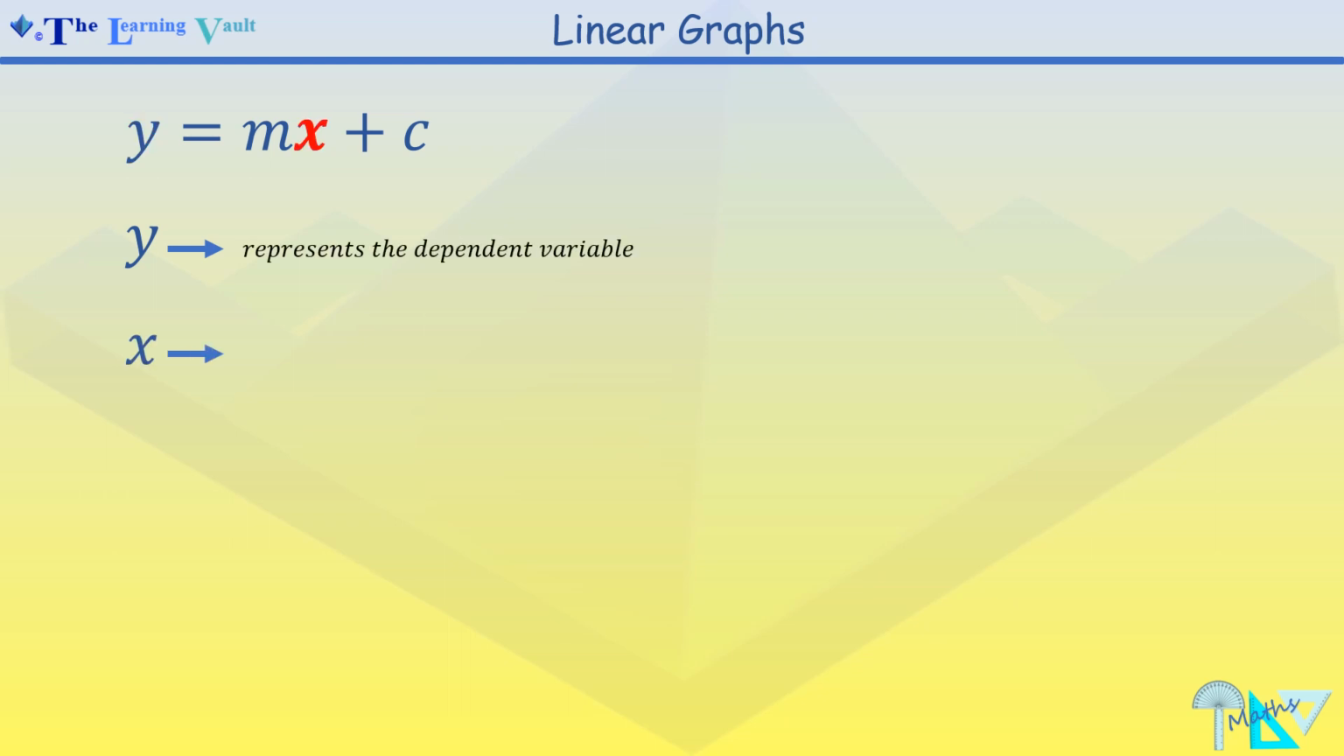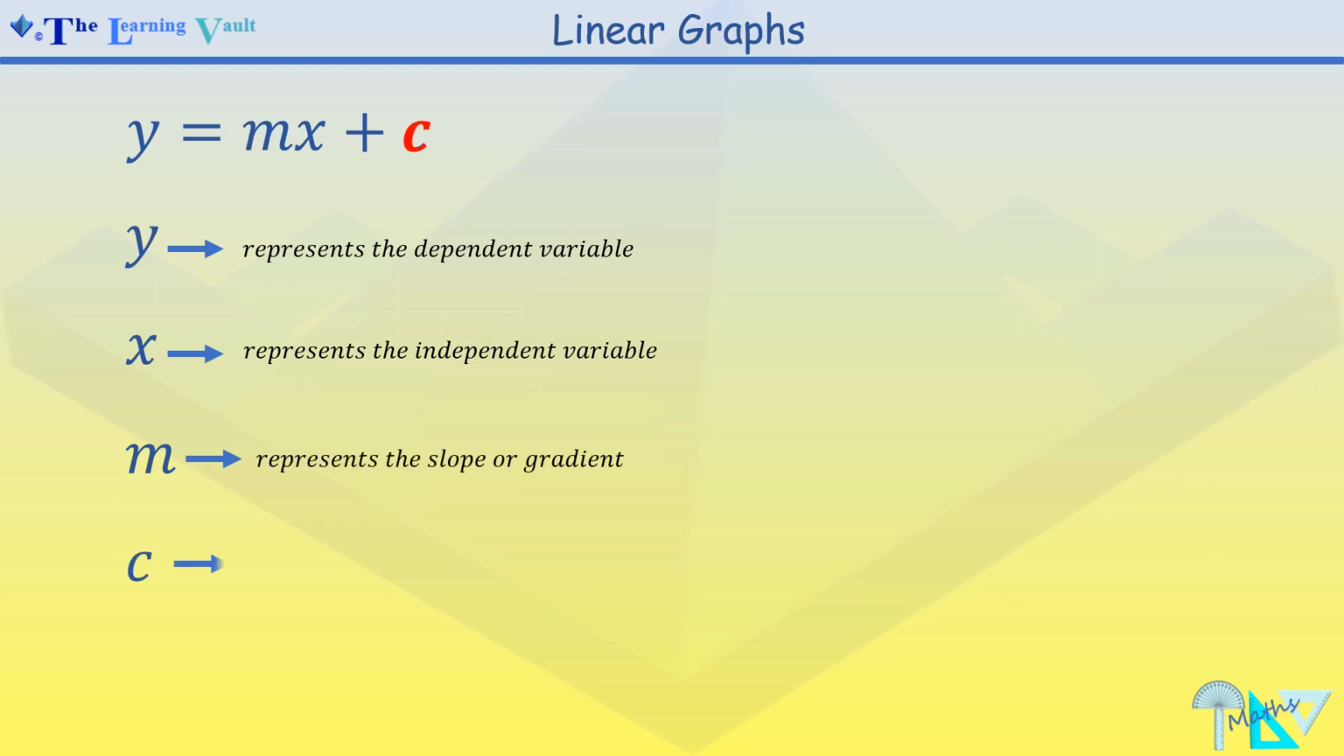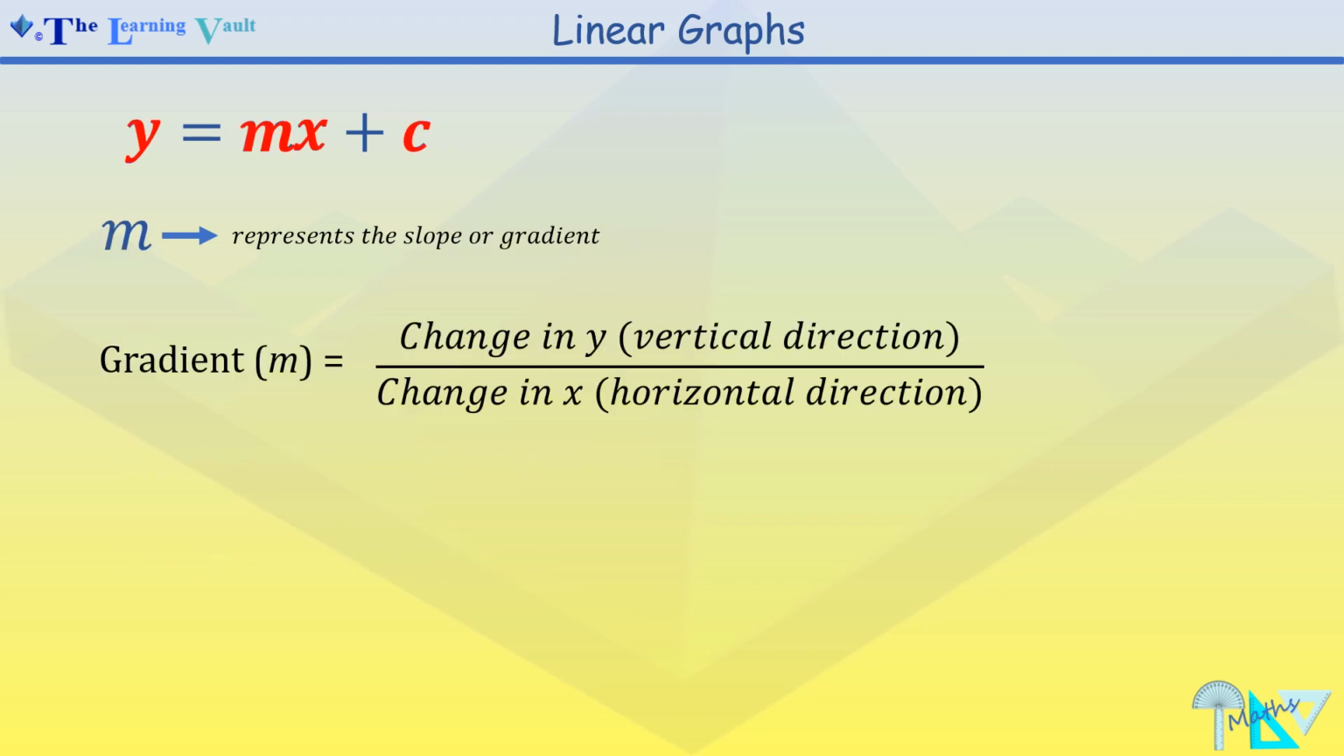X represents the independent variable, the one you want to control or manipulate. M represents the slope or gradient, and c is the y-intercept. The gradient can be calculated by finding the change in y, which is the vertical direction, over the change in x, which is in the horizontal direction.